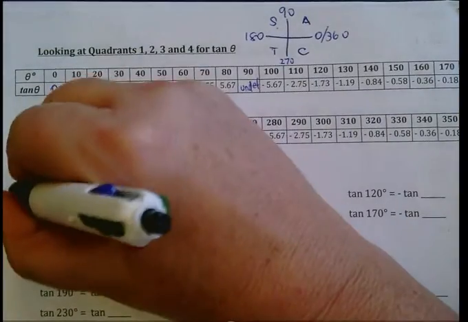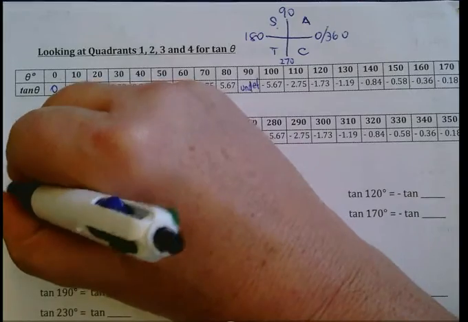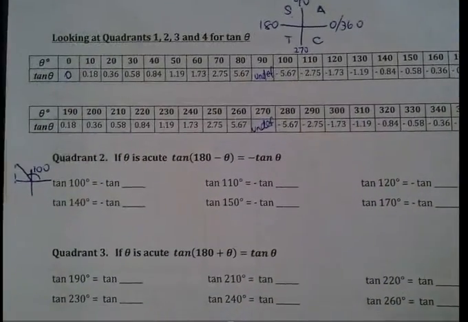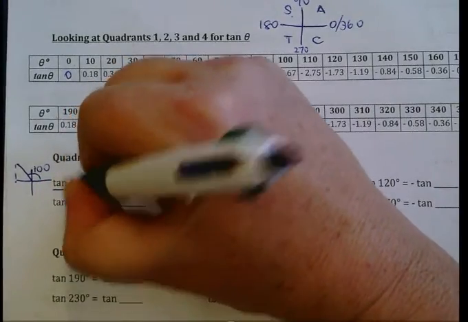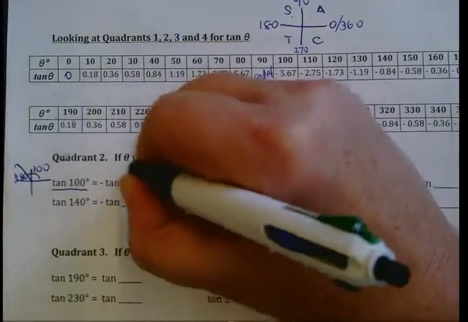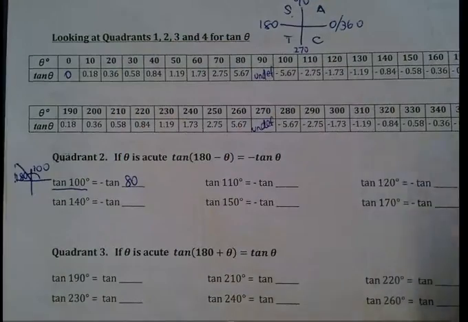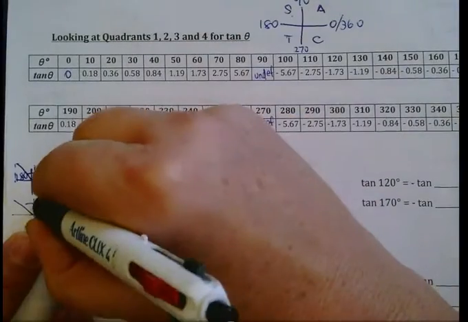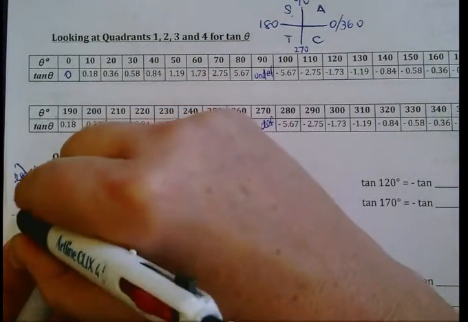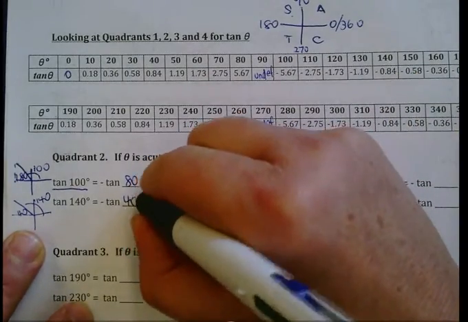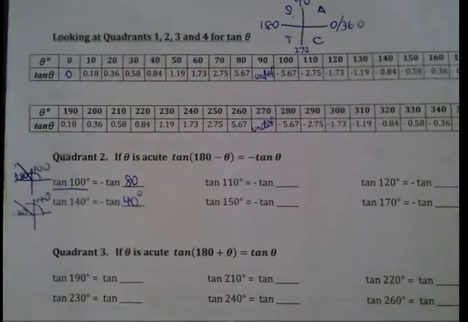So if we look at 100, we're not interested in the 100, we're interested in the related acute angle in quadrant 2. This sits in quadrant 2. So what's this angle in here? 80. It's 80. So it's the same as negative tan 80. We can do tan 140 as well. What have we got? The related acute angle is 40, but you'll have negative tan 40. You can do those in a minute.